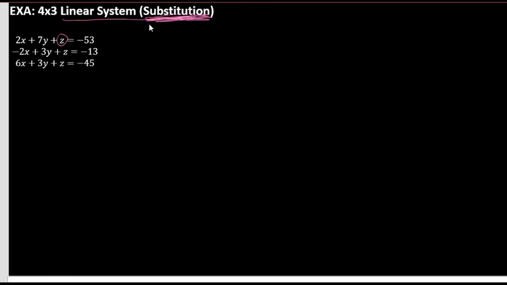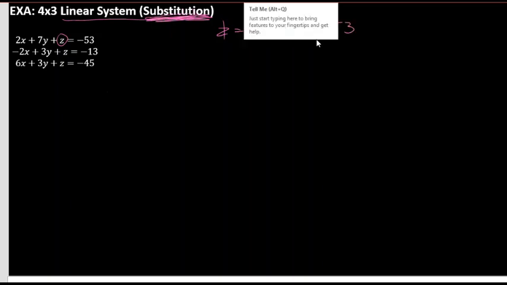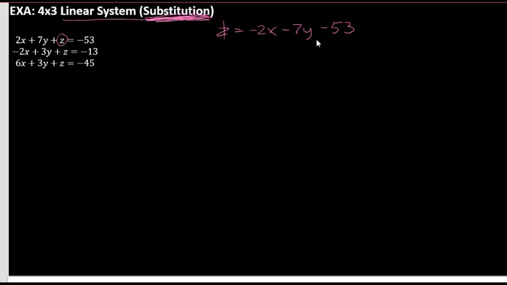I'm going to go ahead and get z by itself. So z is going to equal negative 2x minus 7y minus 53. We're going to use this little guy for z to substitute into this other equation. So in this second equation, we're going to substitute what we got for z. So we're going to say negative 2x plus 3y plus z.